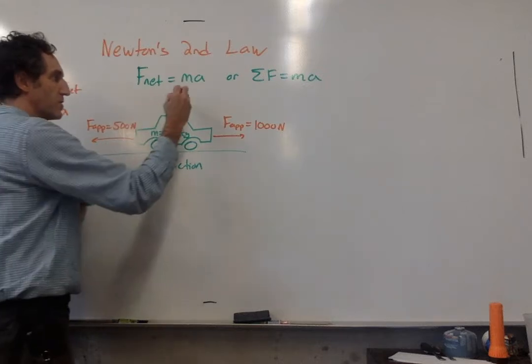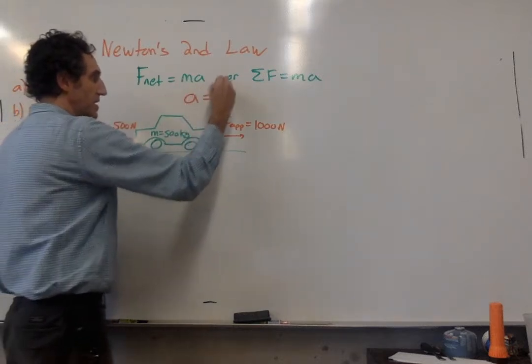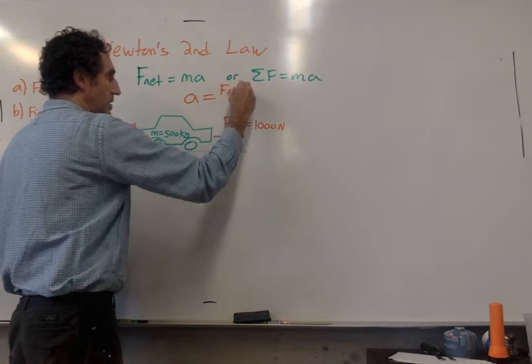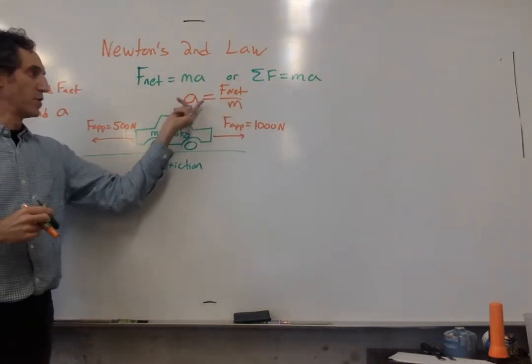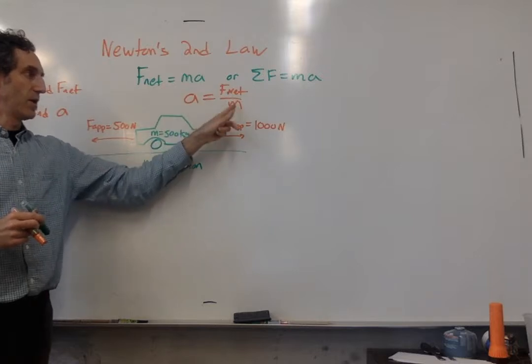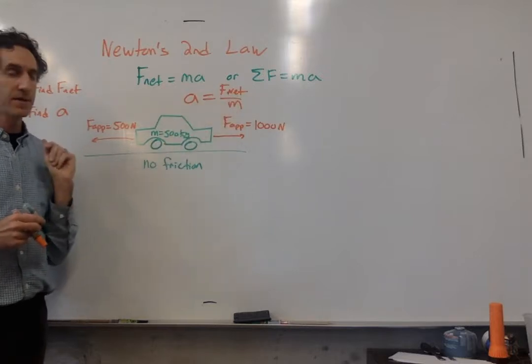Occasionally, it's actually easier to write it as acceleration is net force divided by mass. Oftentimes in a problem, you're looking for the acceleration, and you want to find the net force and the mass in order to find the acceleration.